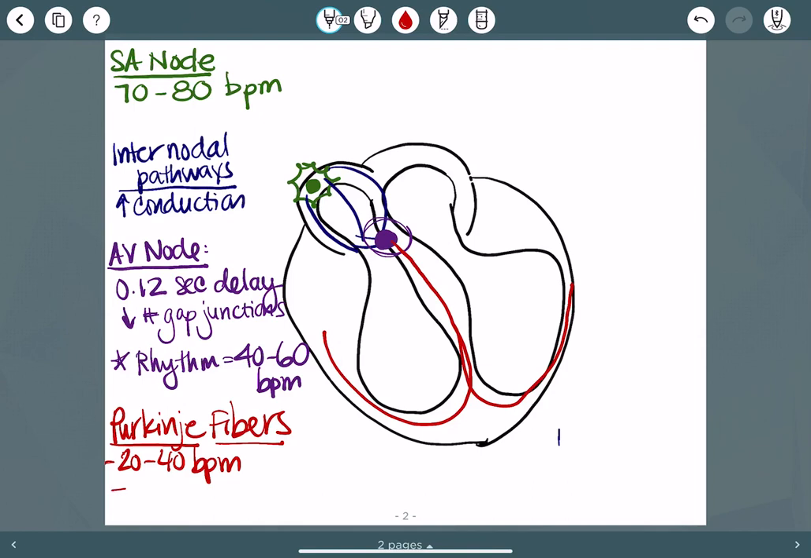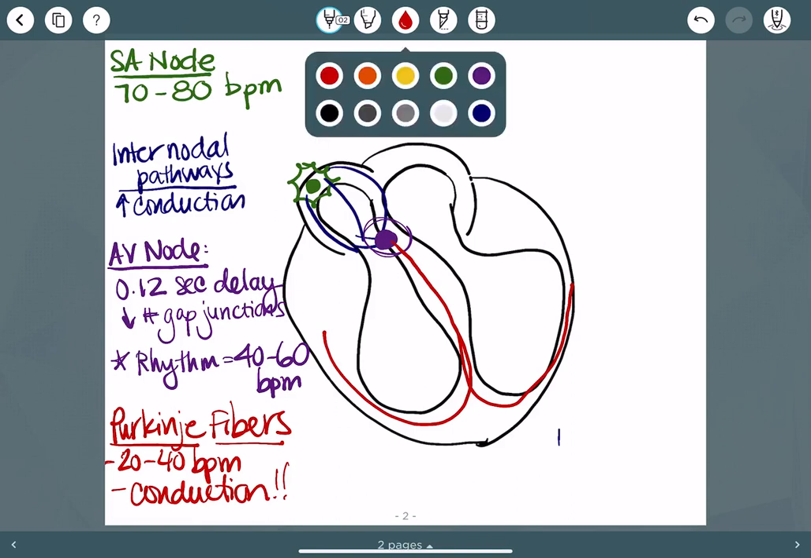I didn't write it on here, so I just want to make sure we're remembering the importance. I'm going to add it to my whiteboard, so as you see it, it is important. The conduction velocity is really the key here. All right, so this is the path that the action potentials take.